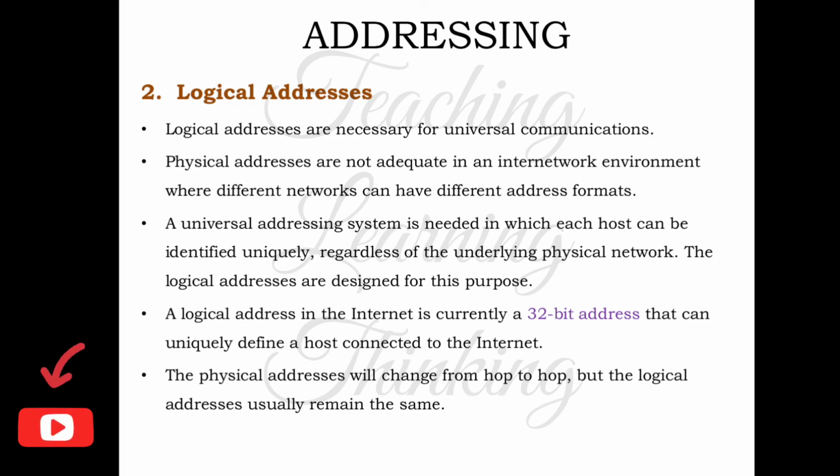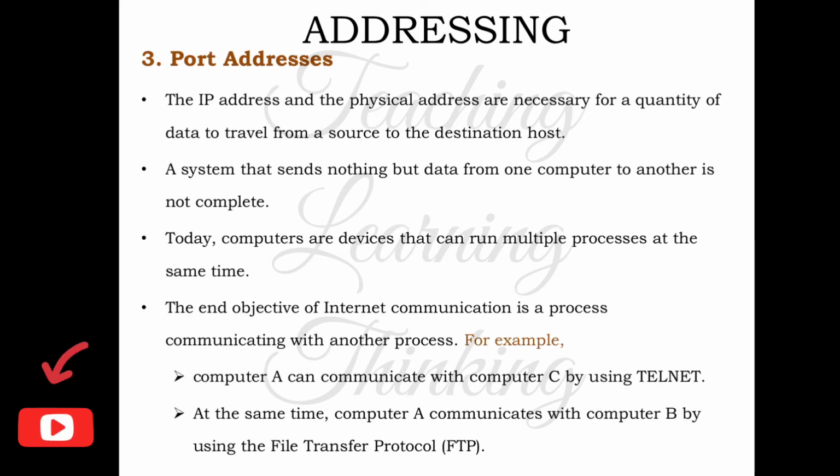So the logical address is a universal communication address, and the logical address in the internet is currently a 32-bit address that can uniquely define a host connected to the network. The physical address will change from hop to hop, but the logical address usually remains the same. So the logical address is a constant address. It will not change, but the physical address changes from hop to hop. That's all about the logical address.